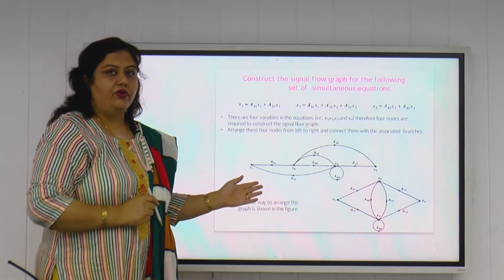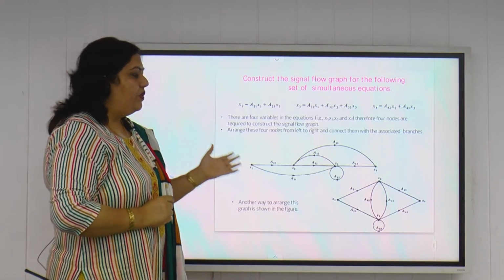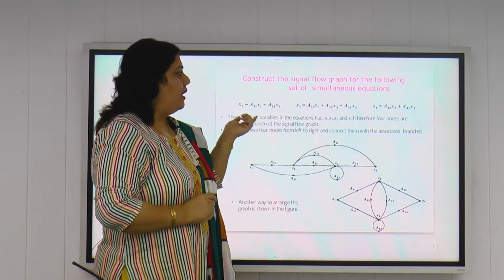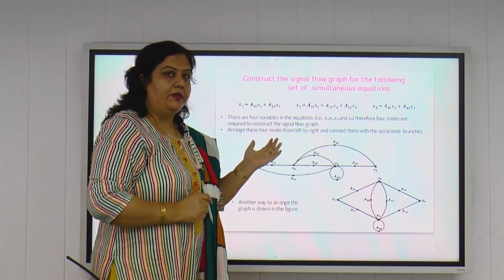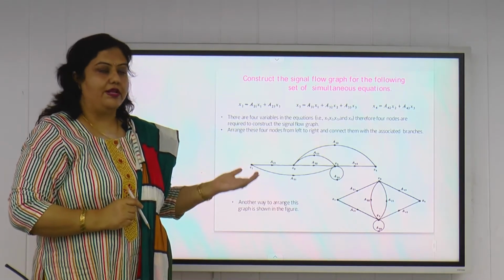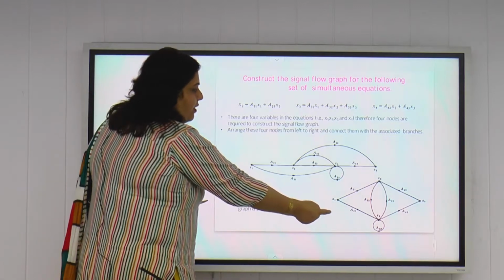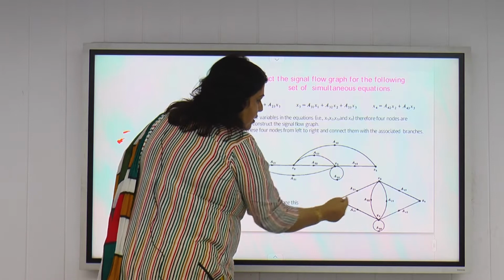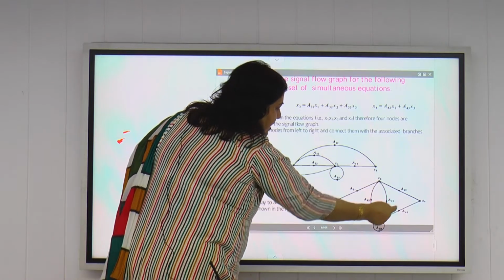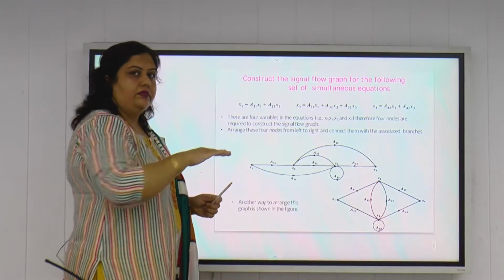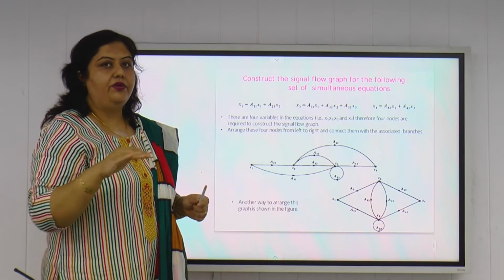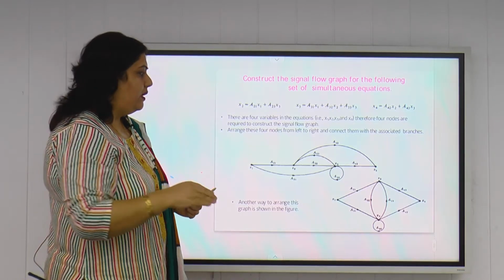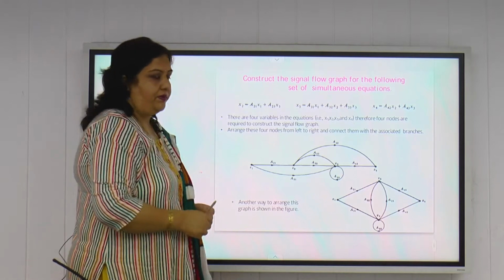So this is the signal flow graph by which we can pictorially show how the outputs depend upon the different inputs and by how much gain or transmittance. So this is another way of drawing the same signal flow graph. We can take the nodes this way also. We can take x1, x2, x3, x4. It is not compulsory to take the nodes horizontally. We can take them in any direction.